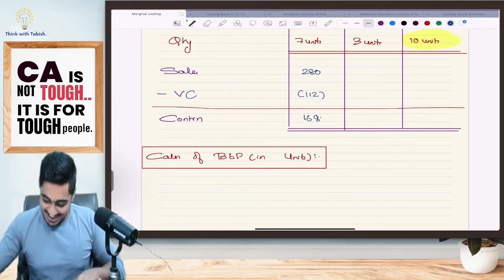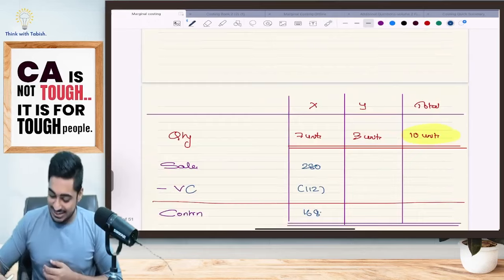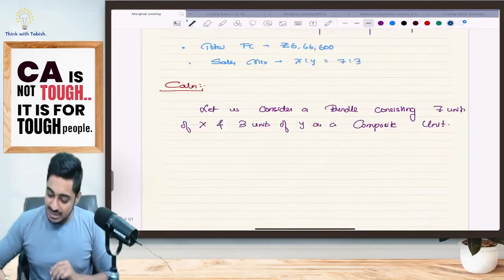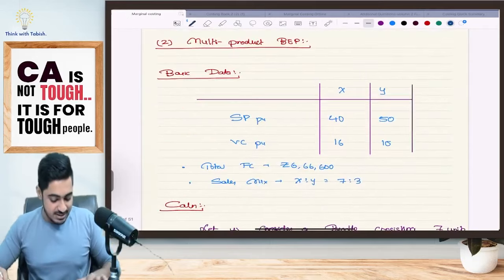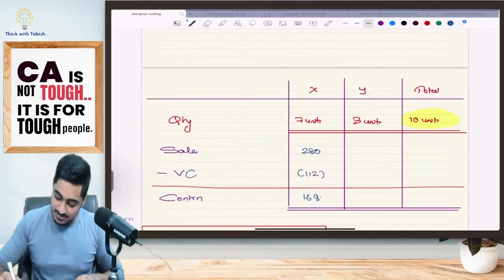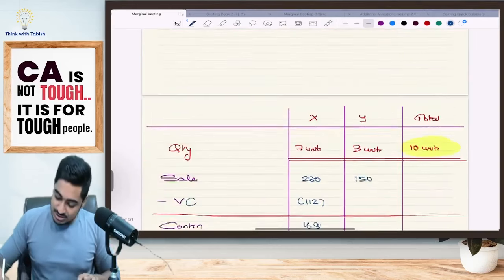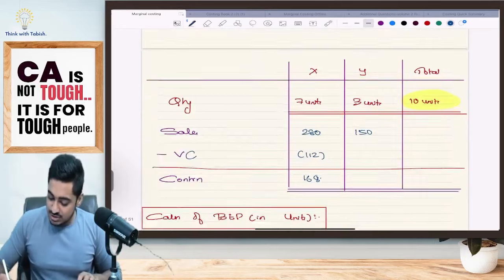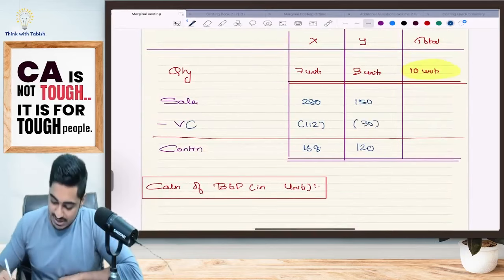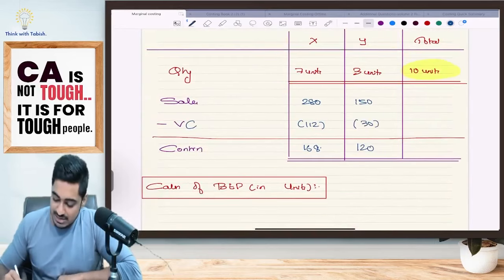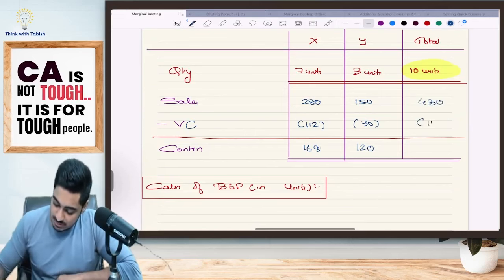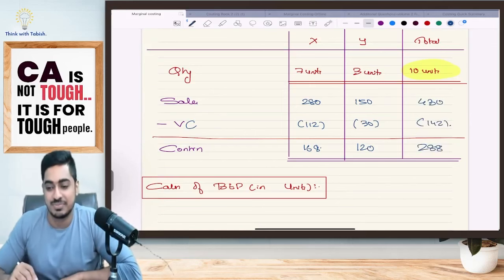Okay. Now, coming to product Y, tell me how many units of product Y am I going to sell in a bundle? 3 units. Tell me every item, at what price am I selling? 50. So that means 3 into 50 becomes 150. Variable cost is going to be 10 rupees. That means for 3 units it is going to be 30. That means contribution is going to be 120. Yes or no, everyone? That means tell me what is going to be the total sale value? 280 plus 150, 430. Total variable cost is 142. Total contribution is 280. Yes or no, everyone?